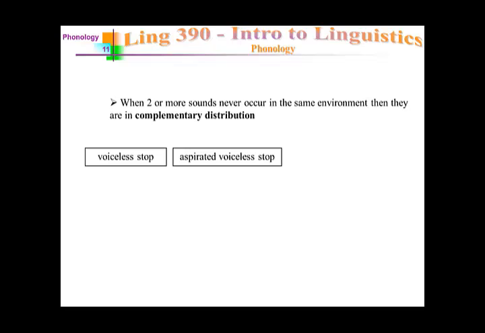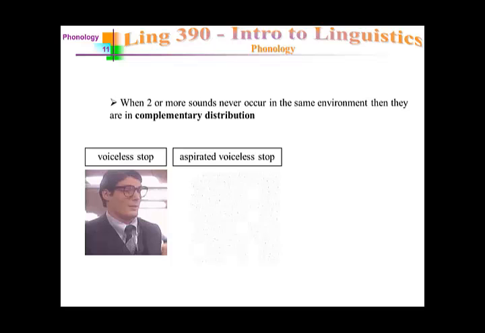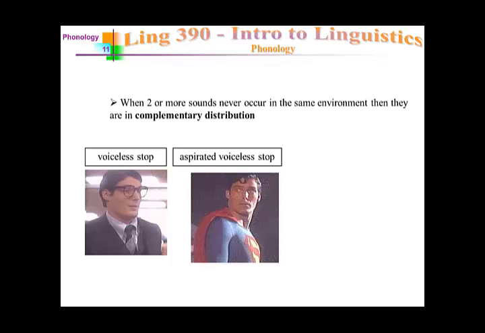An analogy might help here. Think of these three sound variants. They're in complementary distribution because where you see one of them, you'll never see another one of them. This is a little bit like the idea of Superman and Clark Kent. No one ever sees these two characters in the same place at the same time, so you could think of the unaspirated voiceless stop as Clark Kent and the aspirated voiceless stop as Superman. Where you see Clark Kent, you will never see Superman, and where you see Superman, you'll never see Clark Kent.